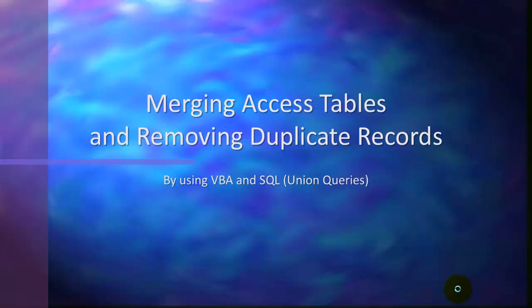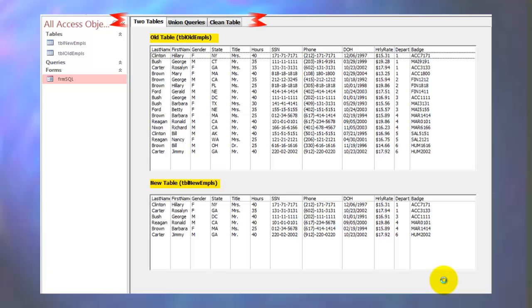How can you merge multiple Access tables into one, and if needed, remove duplicate records? You can do so by using Visual Basic for Applications and SQL statements, which you probably know better as union queries. Let me explain.